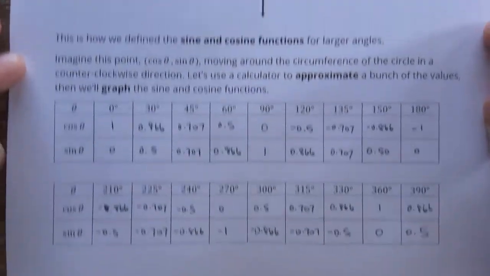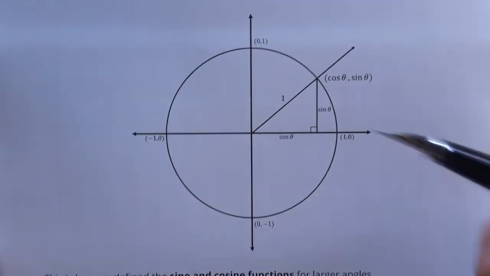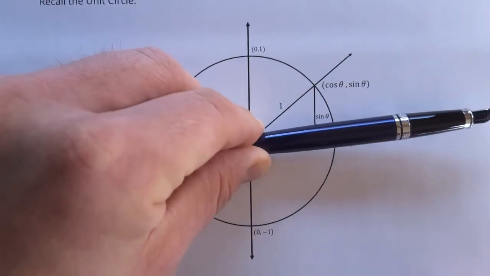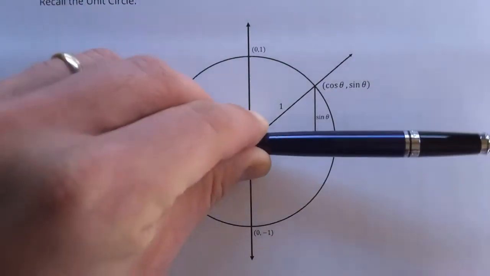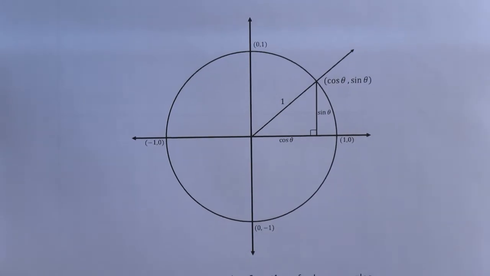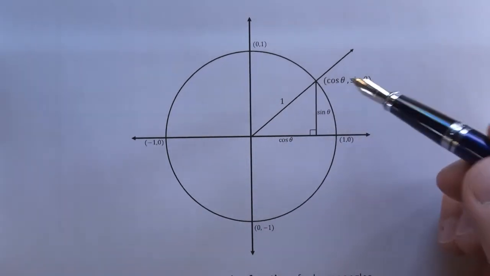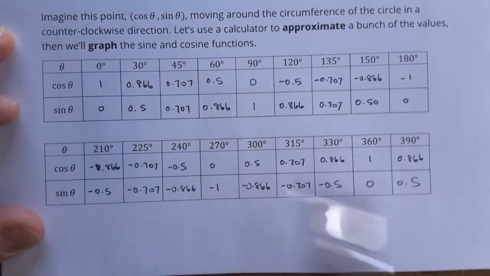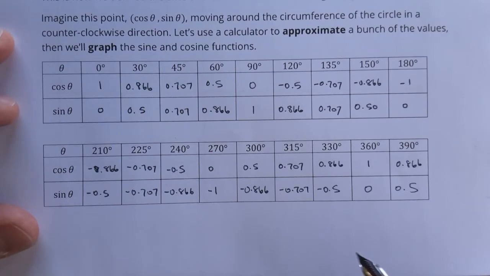Let's go back to our unit circle to see why. 390 is the same as 30 degrees in standard position. That's one full rotation plus an additional 30 degrees. So 390 and 30 look the same. They have the same terminal arm, therefore they have the same sine and cosine. And these values here are the same as these values here. That means this is going to be a periodic function.